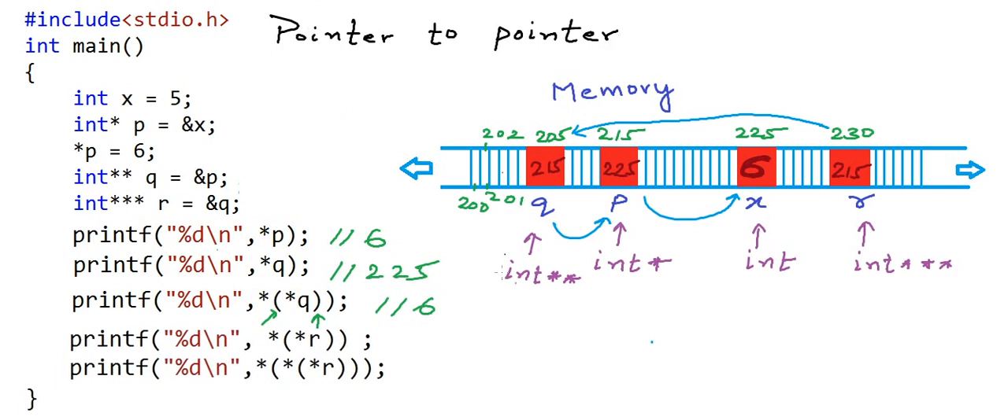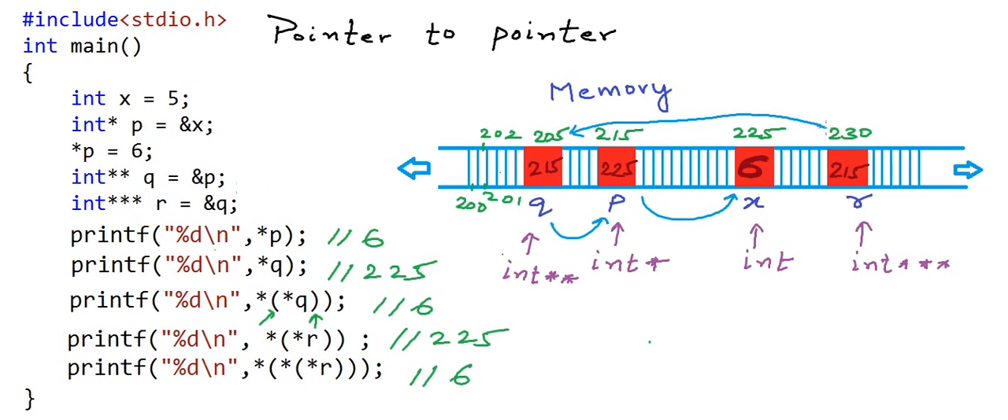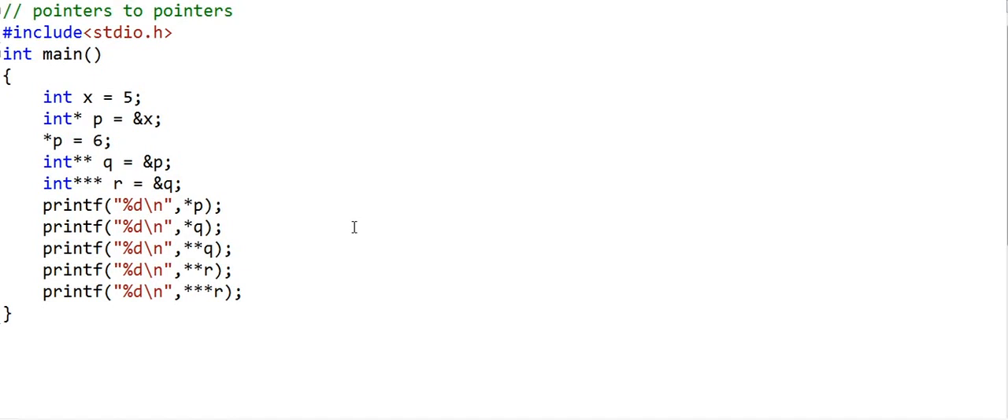Now what about these two print statements, asterisk asterisk r and asterisk asterisk asterisk r? Asterisk asterisk r means the value in q, which will be 215, and then one more dereferencing will take us to the value in p, which is 225, and one more dereferencing will take us to the value in x, which will be 6. If you see, this is really interesting. From r we use one asterisk operator and we are able to go to q, then we use the asterisk operator twice and we reach p, and then we use the asterisk operator thrice and we reach x. Let's make some more changes in this code and run this in a real compiler.